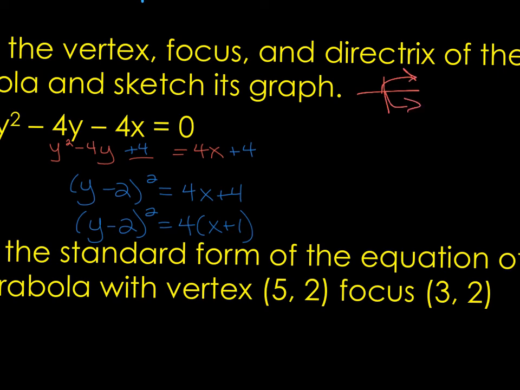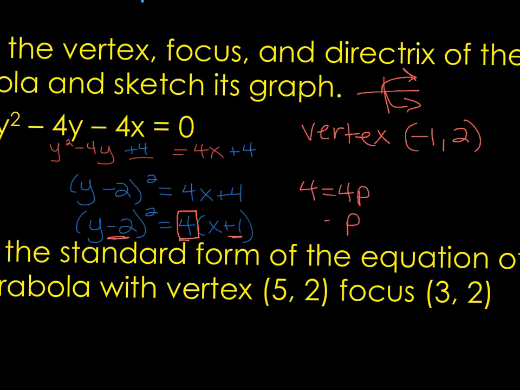So the vertex comes from the opposite of x and the opposite of what follows y. So the vertex is negative 1, 2. How do I find P? Good. So whatever's in front of that non-squared term, right? So 4 would equal 4P. Divide both sides by 4, and P is 1.